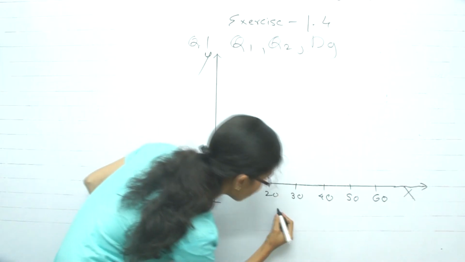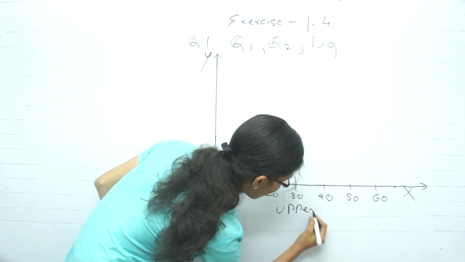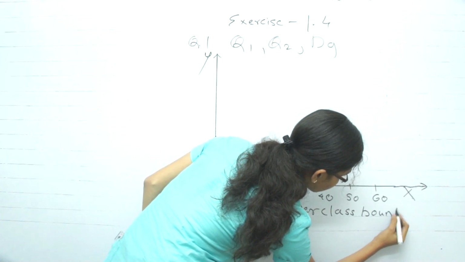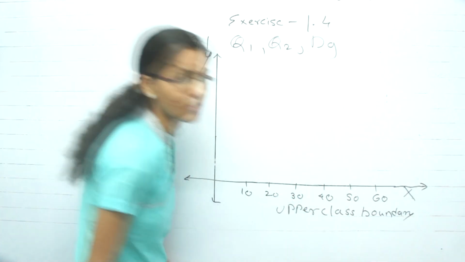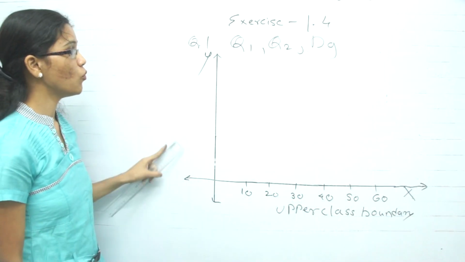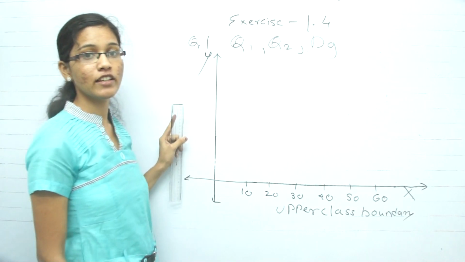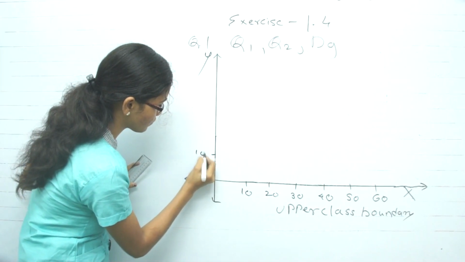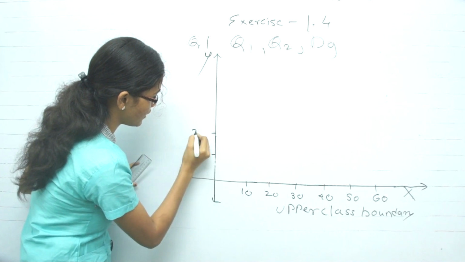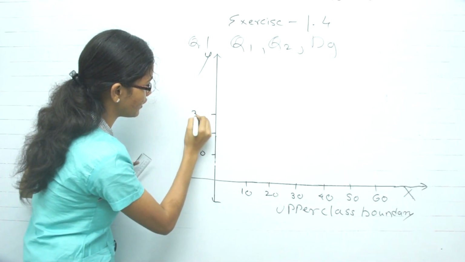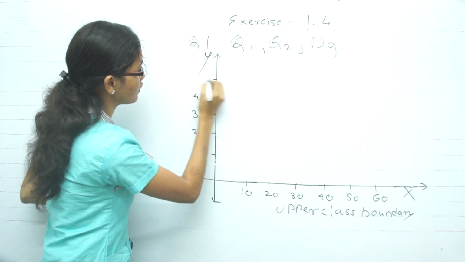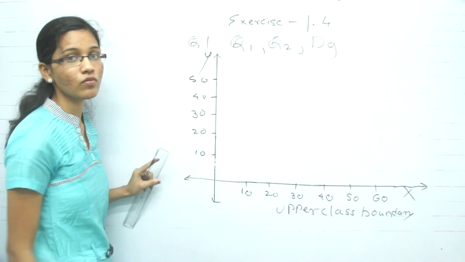This is called the upper class boundary. And here it is the cumulative frequency. On the cumulative frequency axis we mark 10, 20, 30, 40, 50.